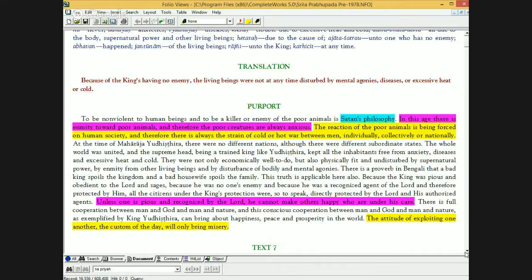To be non-violent to the human beings and to be killer or enemy to the poor animals is Satan's philosophy. Correct? Many people talk about how we should help other people, but why do they eat meat then? How does that make sense? It's contradictory. Non-violence means non-violent even to the animals. In this age, there is enmity. Even Gandhi was approached: why don't you tell Muslims to stop eating beef? And Gandhi, such a foolish person, said that no, it is their dharma to eat beef. Just imagine, no knowledge of spiritual science.